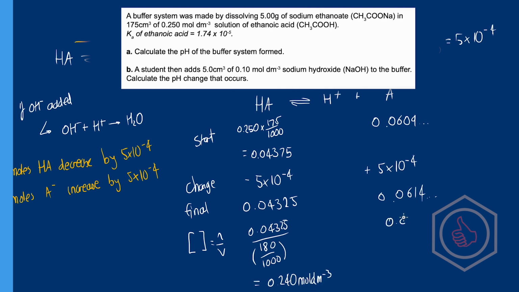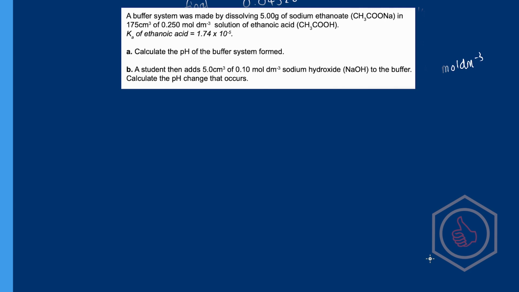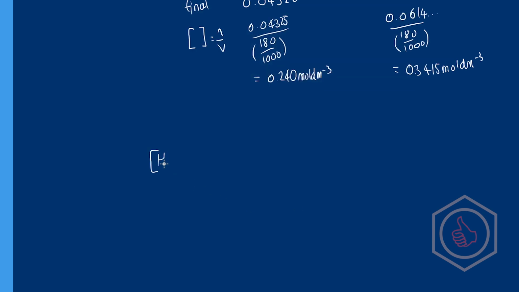And for A minus, 0.0614 divided by 180 divided by 1000, which gives us a final concentration of 0.3415 mole per decimeter cubed. Looking good. All we need to do now is put these values back into our Ka expression to find the concentration of H+. Remember, we said the concentration of H+ equals Ka times the concentration of HA divided by the concentration of A-.